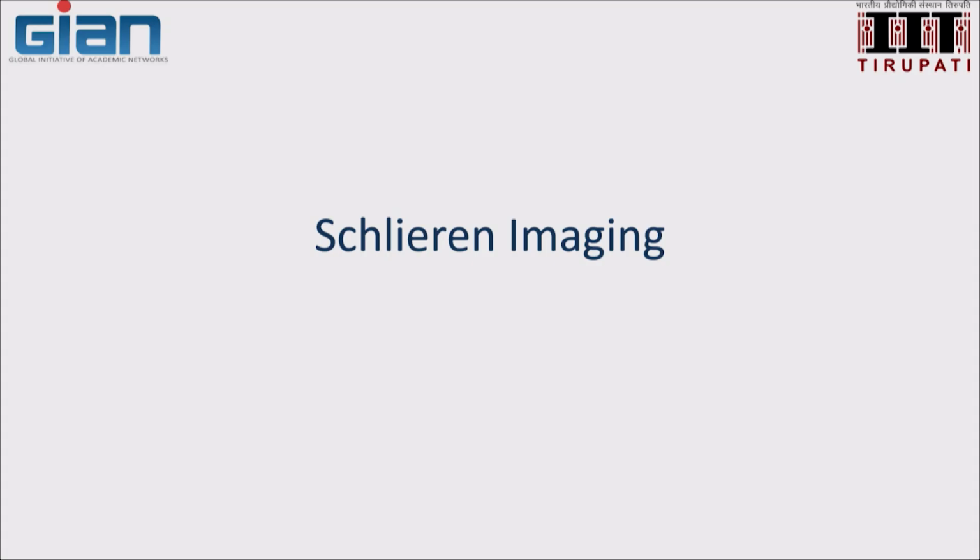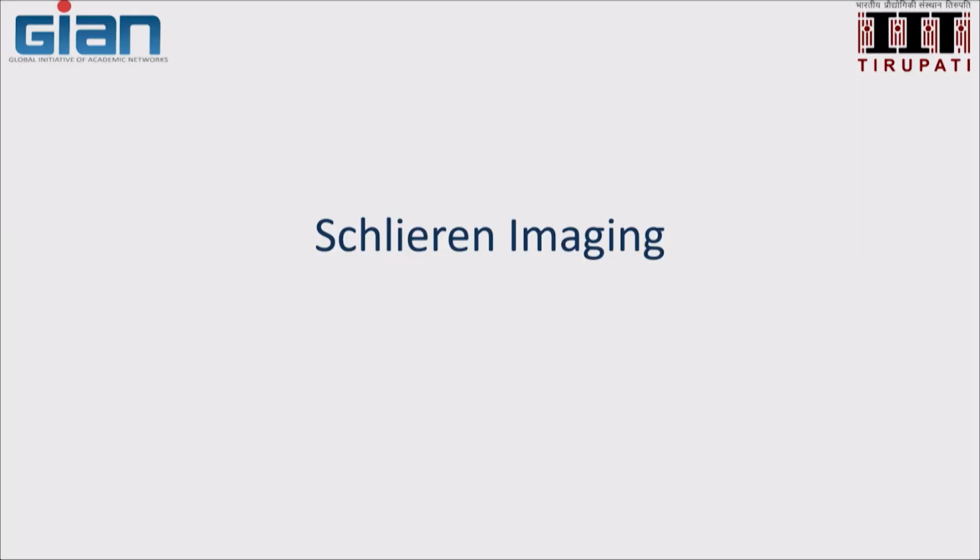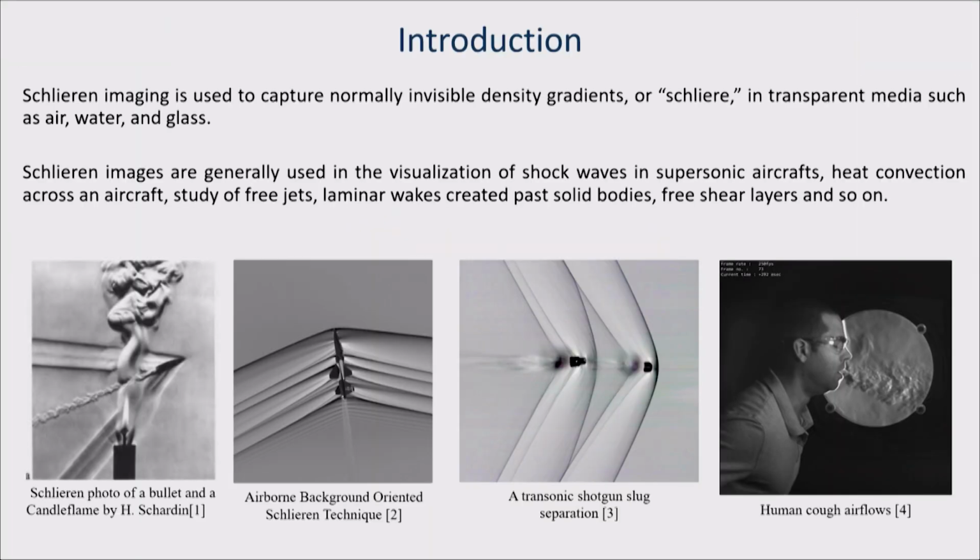So one method is I'm going to talk a little about Schlieren imaging, which we are going to demonstrate in the afternoon session. So I'll just talk a bit, give a brief glimpse of what it is, what to expect, what the components are and the slight theory behind that. Just to give a little introduction, Schlieren imaging is usually used to get the invisible density gradients.